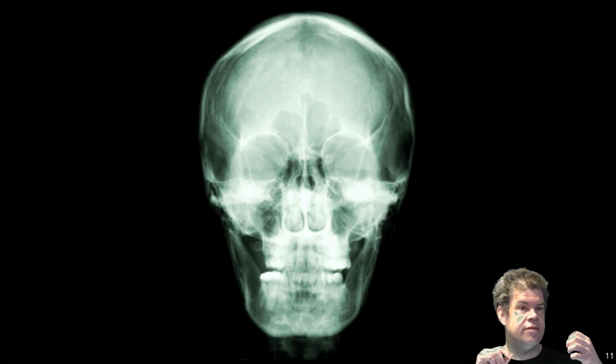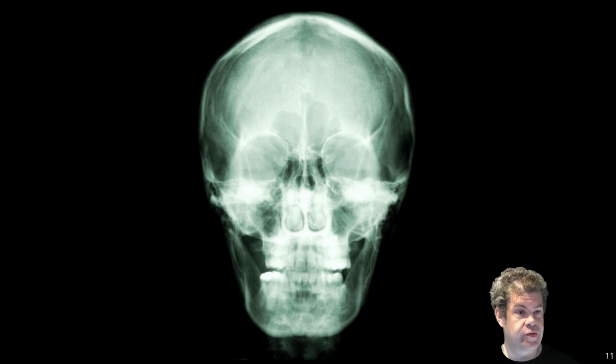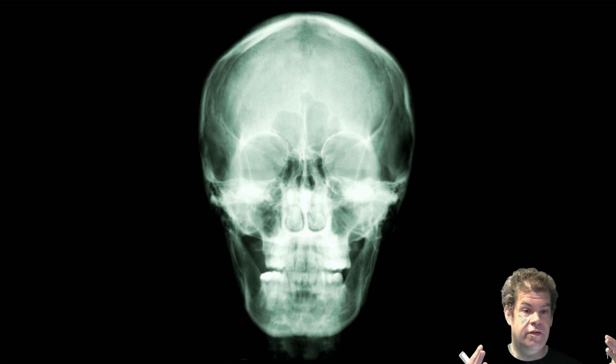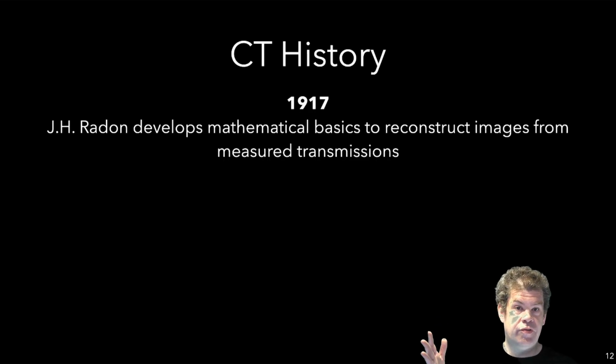But I can't tell which was front and which was back. I just get the total absorption. So it would be better if we could figure out what's happening in the front and back. For instance, if I had a fracture or something, we could figure out where exactly that's going on. And for that purpose, we can use computed tomography.